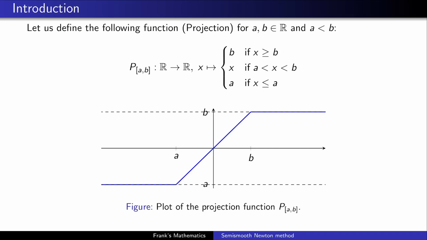Throughout the rest of this video, we will make use of the following function, which is called the projection function onto the closed and convex set, the interval from a to b. If x is greater than b, cut it off and set it to b. If x is less than a, cut it off and set it to a. And in the middle, if x is in between a and b, just put it to be the identity. So keep this notation in mind. This is the projection function and we'll use it throughout the rest of this video.